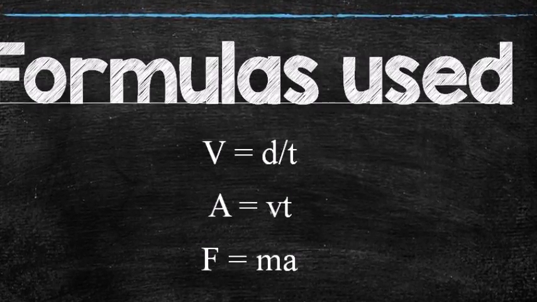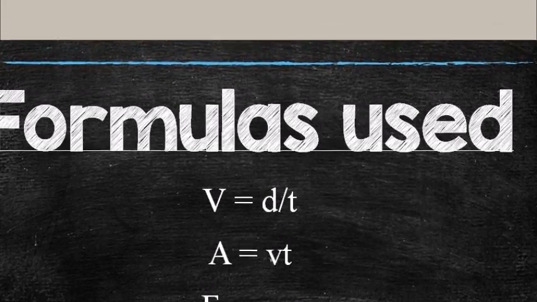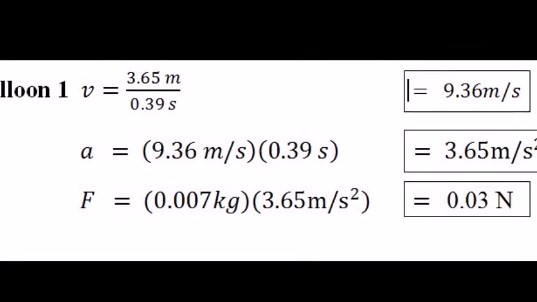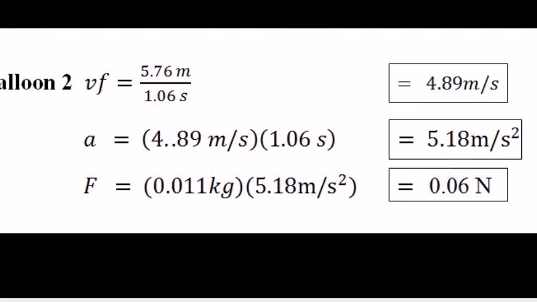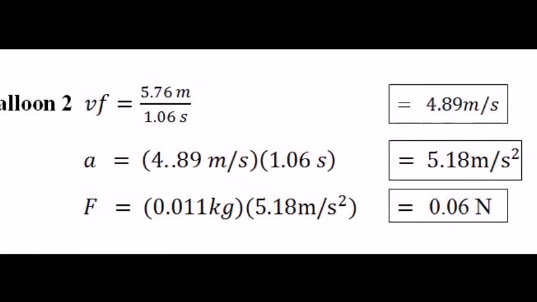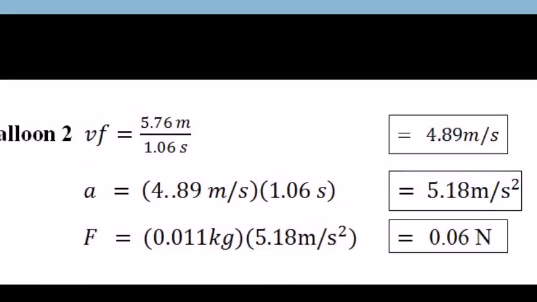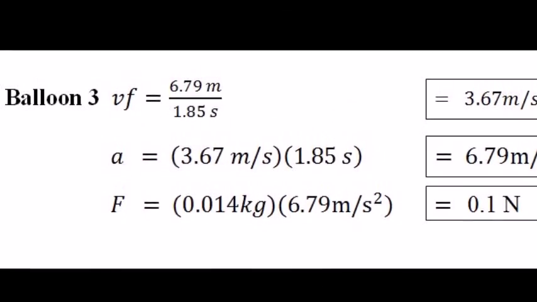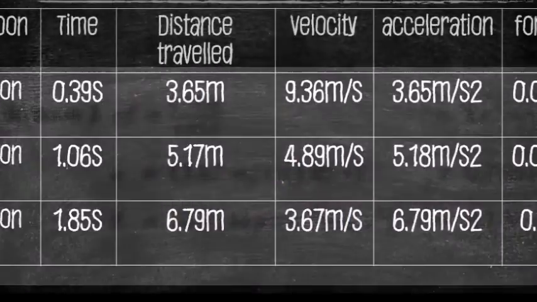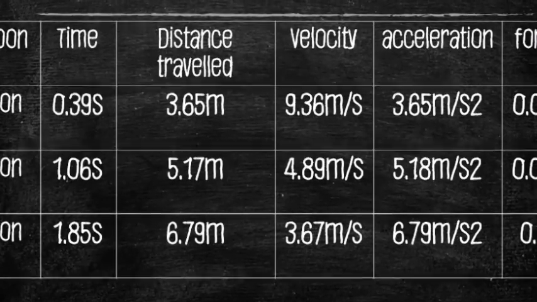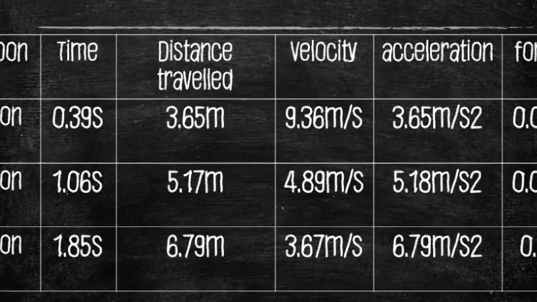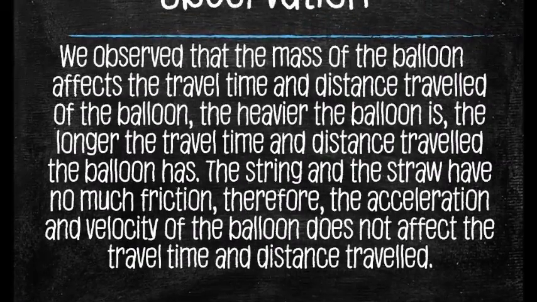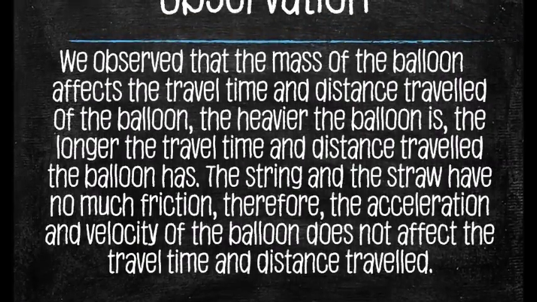Solving for velocity, acceleration, and force. These are the formulas used. Velocity is equal to distance over time. Acceleration is equal to velocity multiplied by time, and force is equal to mass multiplied by acceleration. For the first balloon, for the second balloon, and for the third balloon.